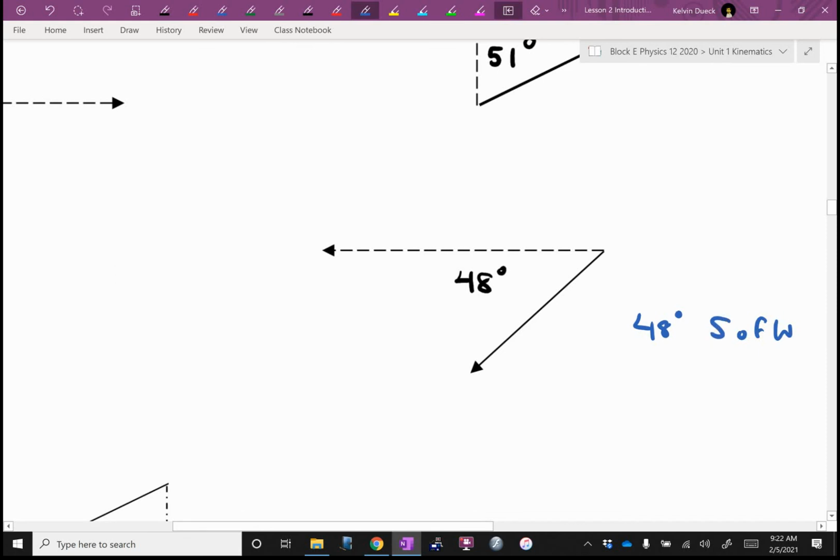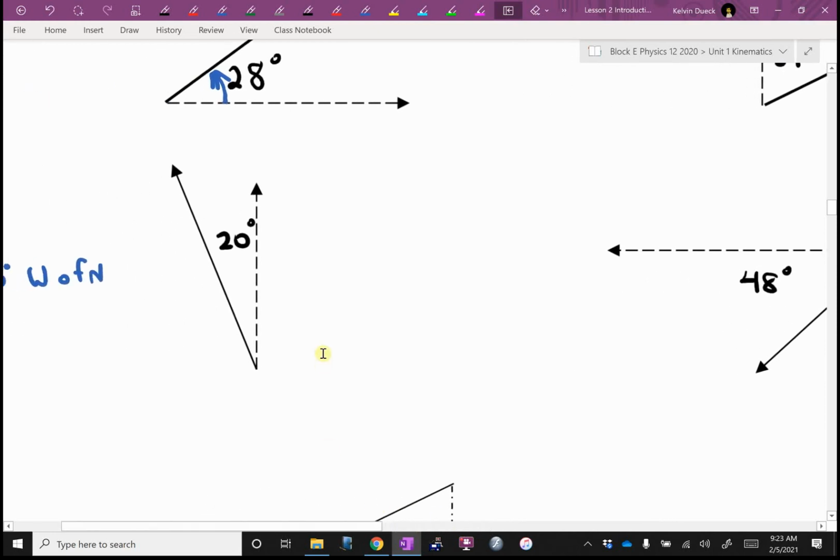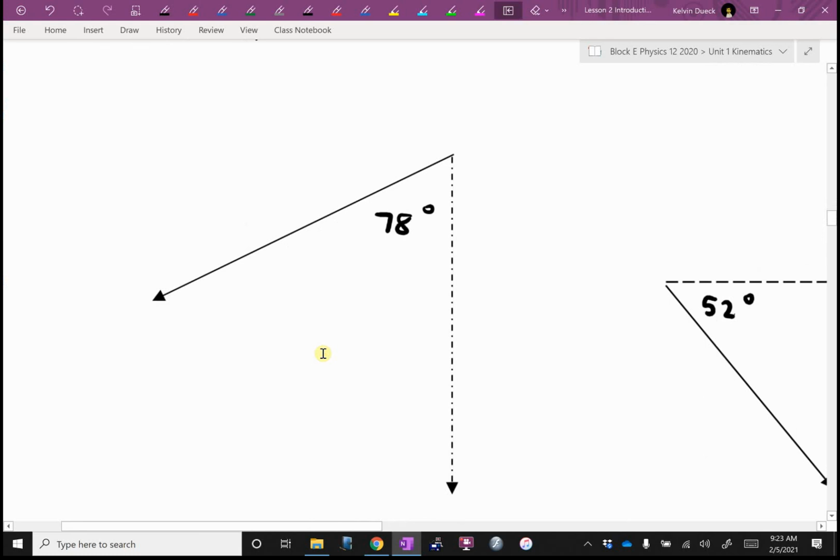Getting the hang of it? This is how we define directions clearly in physics, in English. It's a little weird because the nice one is of second and it's easy to get mixed up. Owen, what would this one be? 78 degrees? Is he right?